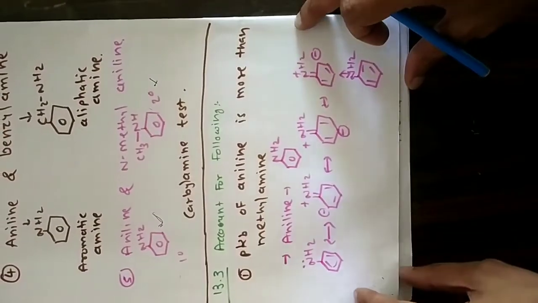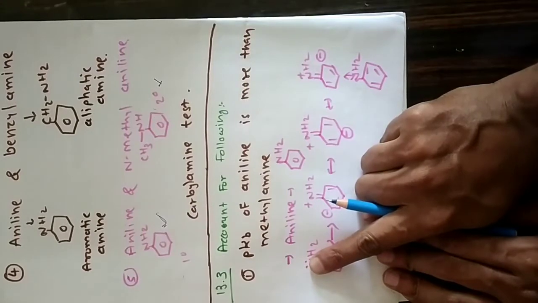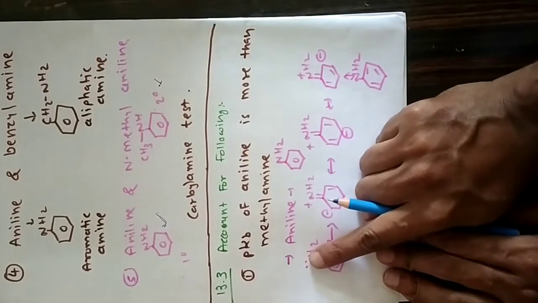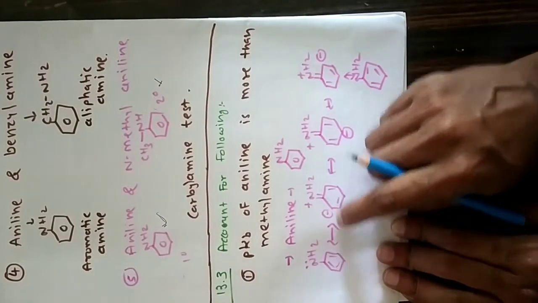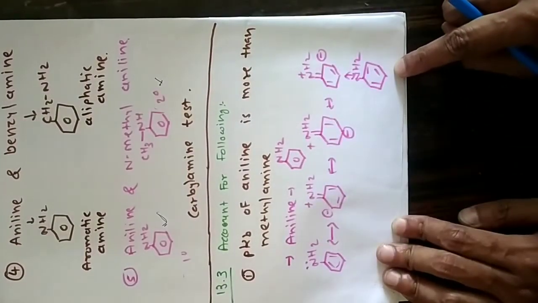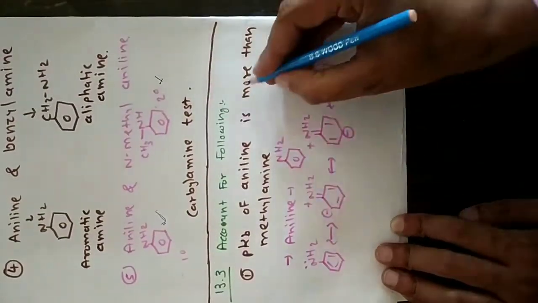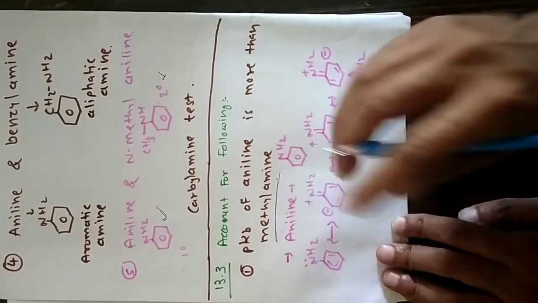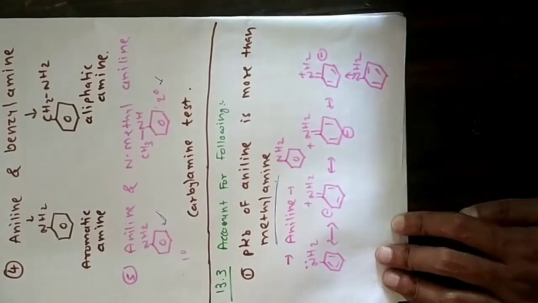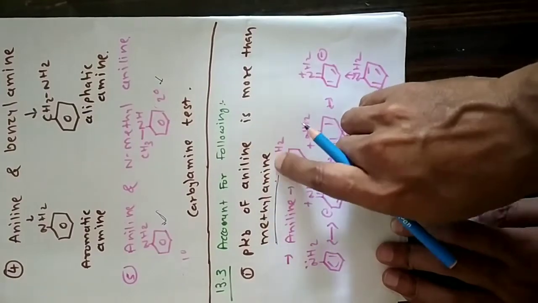So you can see, this one is aniline. Now aniline has 2 non-bonding electrons on nitrogen. That non-bonding electron participates in resonance, so it can give 5 resonance structures. You can see here. Now in methylamine, no resonance structure is there. So aniline is more stable compared to methylamine.